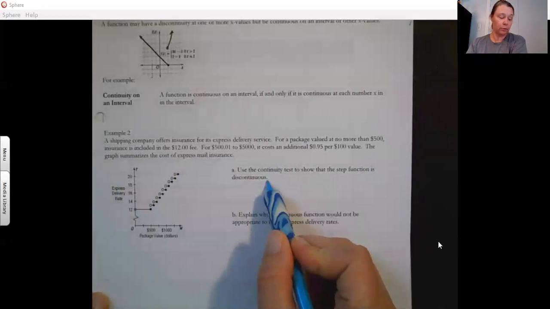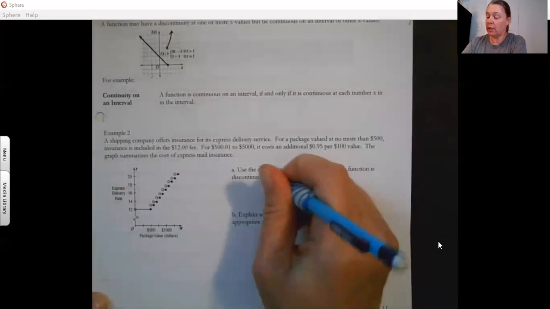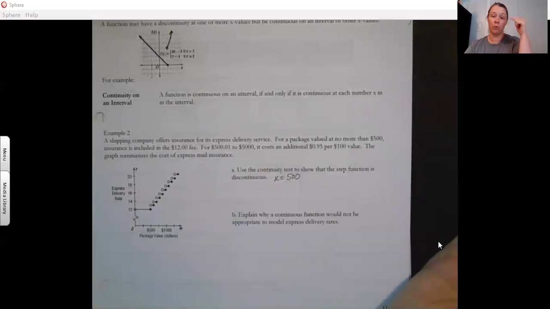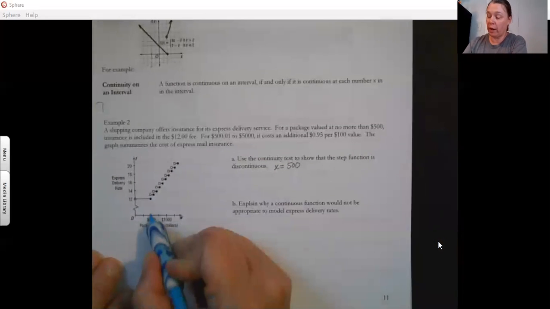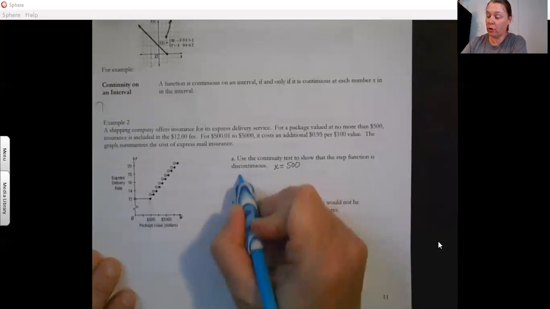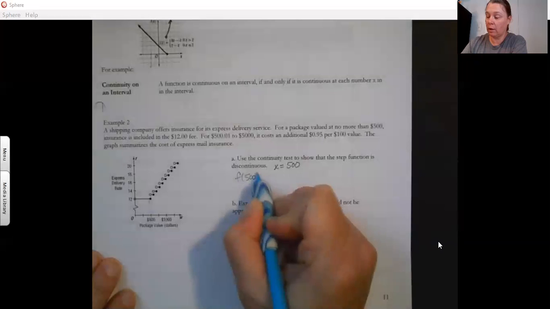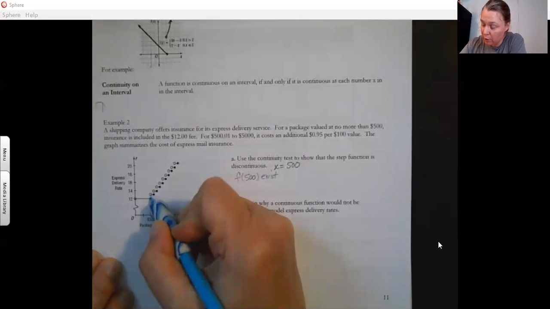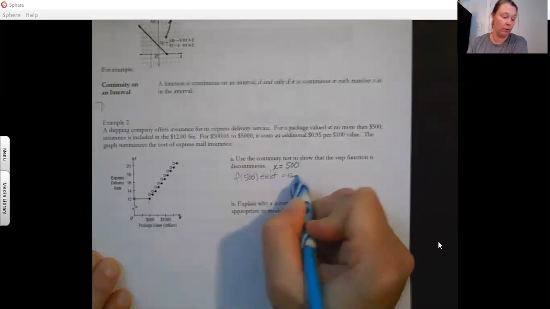Okay, so let's say we wanted to check if it was discontinuous. I'm going to give you a value, let's say at 500. So I want you to take a minute and think through those 3 steps. So try the continuity test out on this. Okay, so first of all, at 500, does f of 500 exist? So if I said, what is f of 500? You would go to 500, and here's the closed circle versus the open circle. You'd say, yeah, that exists, it's 12.